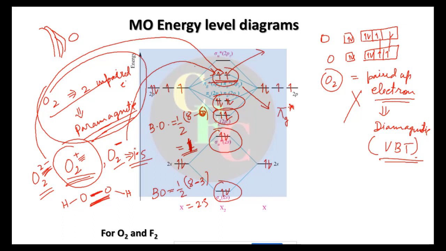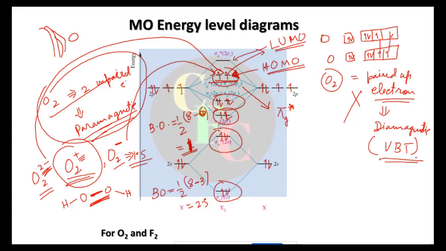What is the highest occupied molecular orbital in this case? This is called the highest occupied molecular orbital, HOMO, and this is the lowest unoccupied molecular orbital, LUMO. If the HOMO is anti-bonding in nature, then pulling out an electron will strengthen the bond.